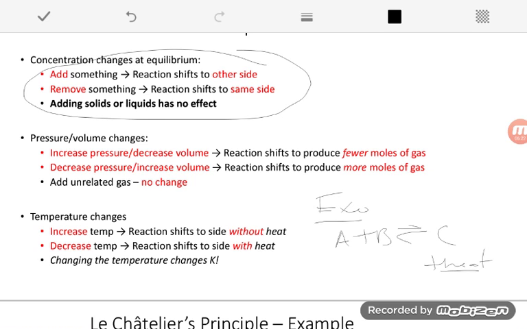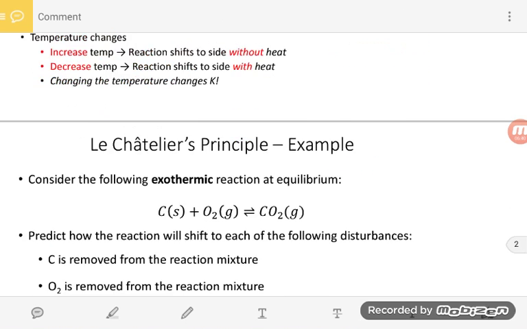I also just like to note, when you change the temperature, it's actually fundamentally changing the value of your equilibrium constant. And that's why throughout problems with equilibrium constants, it always gives you the temperature, because that only applies at that particular temperature. So these problems are pretty straightforward.